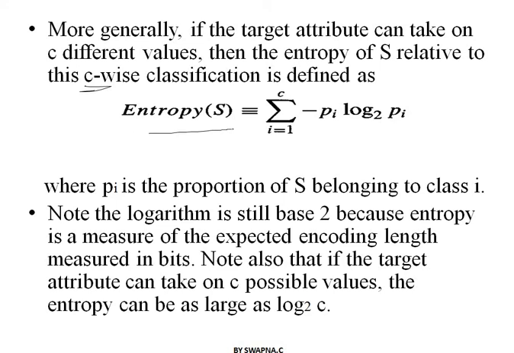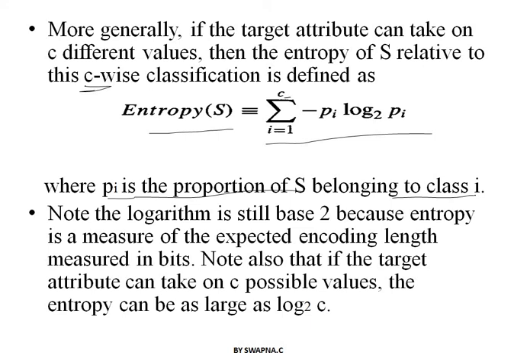Entropy is generally represented with S, and this is the formula: summation of i equal to 1 to C, depending upon how many classifications there are, of minus Pi log to Pi. For every classification, whatever training examples you are getting, you apply this formula, and by that we can get the entropy. Here, Pi is the proportion of S belonging to class i, that is, which class the training examples belong to.